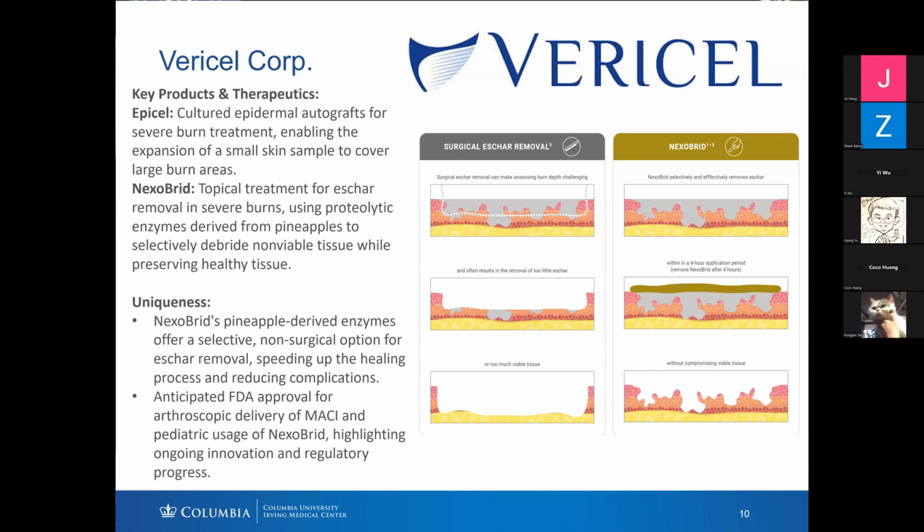So what Nexobrid does is it's an enzyme that is somehow able to identify dead cells, right? It's able to identify tissue that has been damaged by burn. And then with those enzymes, they are able to very selectively remove the damaged tissue, which opens up a lot more possibilities for burn recovery and also minimizes the chances of infection, because you can remove all the damaged tissue ASAP and do it at a more effective rate as well.